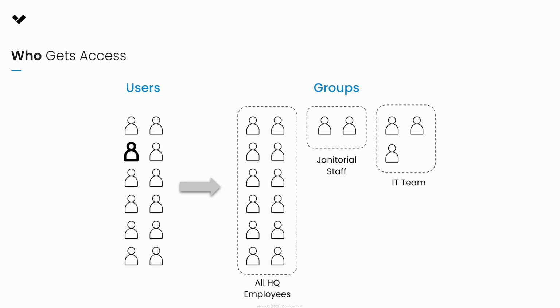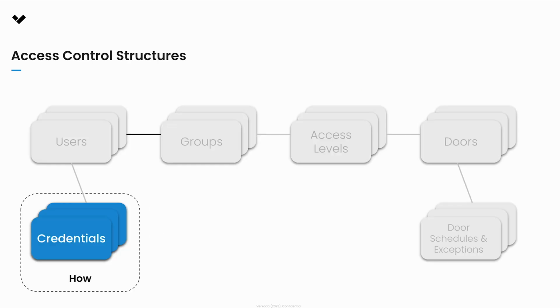For example, someone on the IT team at HQ could be part of both the all HQ employees group, which gives them access to main doors, as well as the IT team group, which additionally gives them access to IDF closets around the building. Next, let's discuss how users gain access.